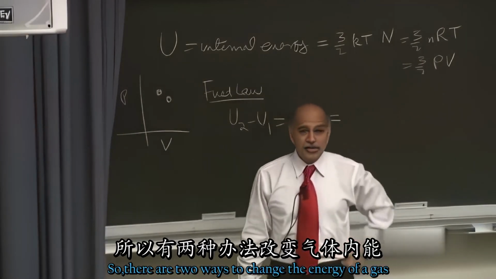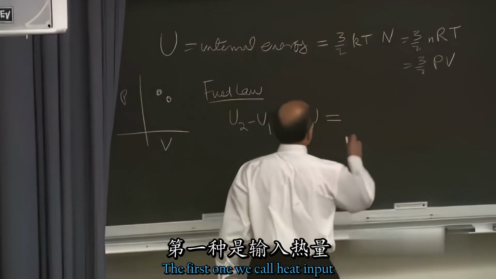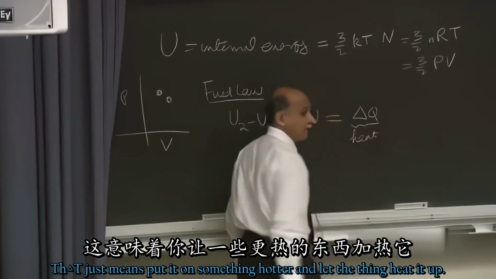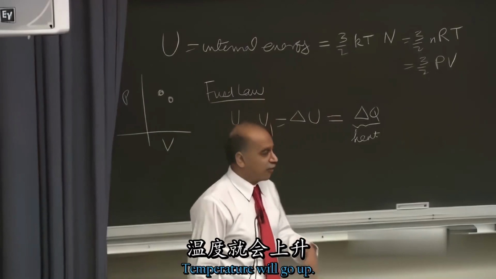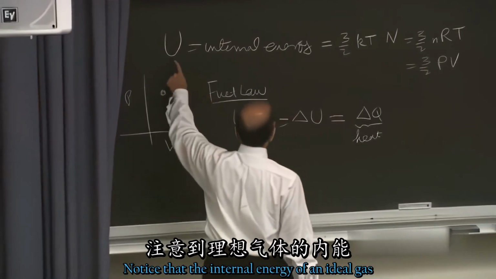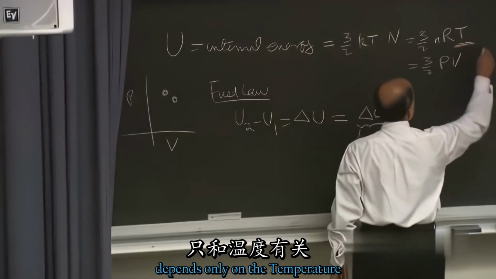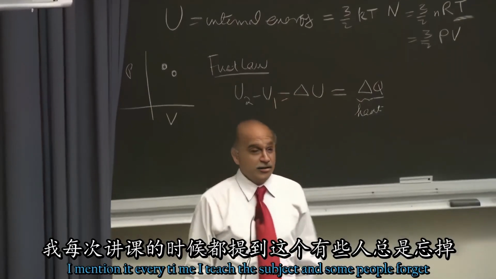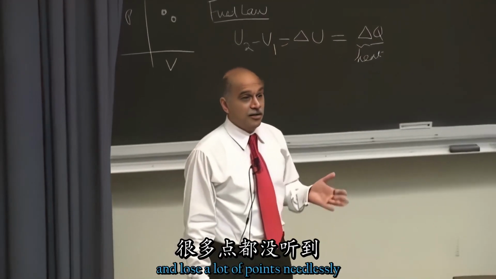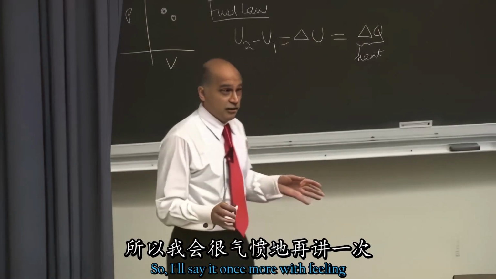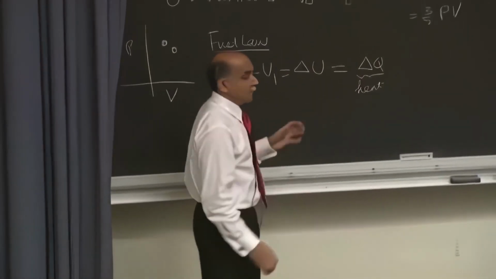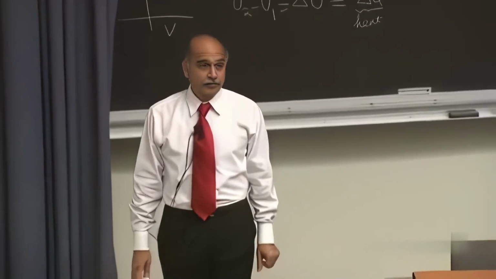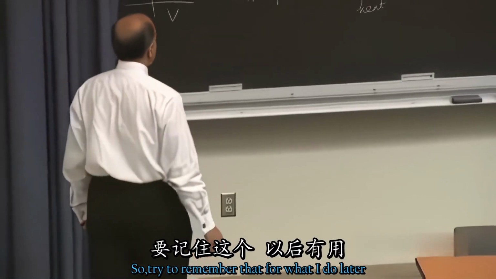So there are two ways to change the energy of a gas. The first one we call heat input. That just means put it on something hotter and let the thing heat it up. Temperature will go up. Notice that the internal energy of an ideal gas depends only on the temperature. That's something very, very important. I mention it every time I teach a subject, and some people forget and lose a lot of points needlessly. So I'll say it once more with feeling. The energy of an ideal gas depends only on the temperature. If the temperature has not changed, energy has not changed. So try to remember that for what I do later.